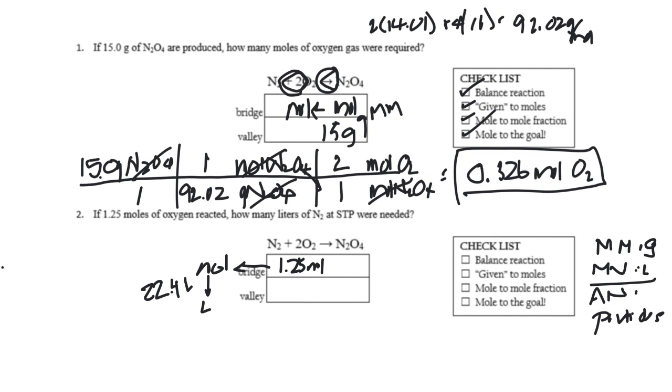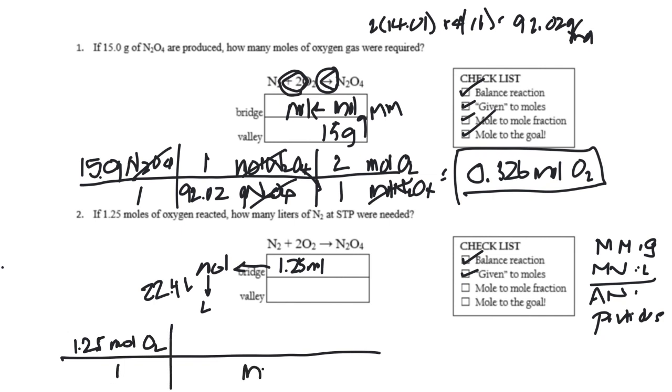So the first thing I look at, is the reaction balanced? It sure is. Given to moles, well, the problem is given, my number starting is moles, so I don't need to do any conversions. And I'm now ready to set up my train tracks. So I have 1.25 moles of oxygen. I'm going to put that over 1.